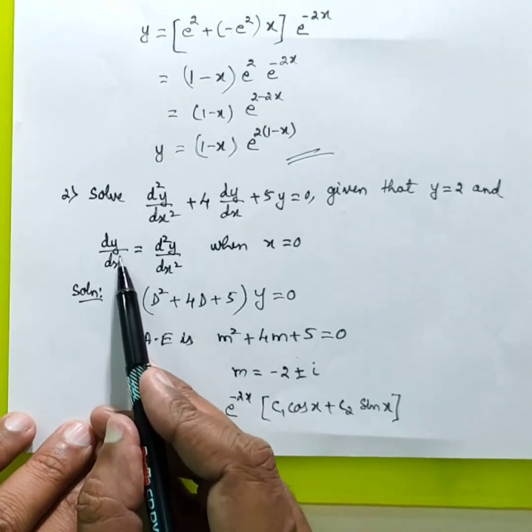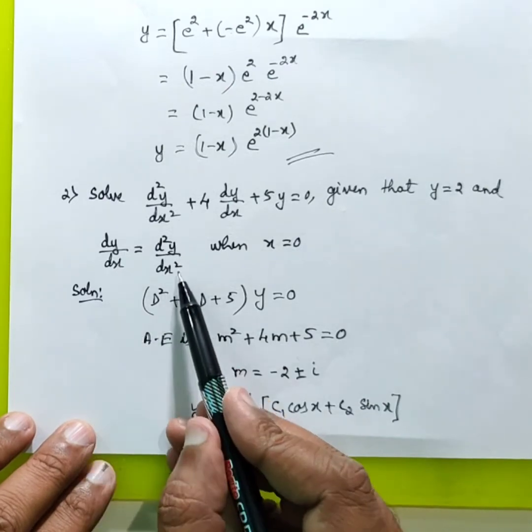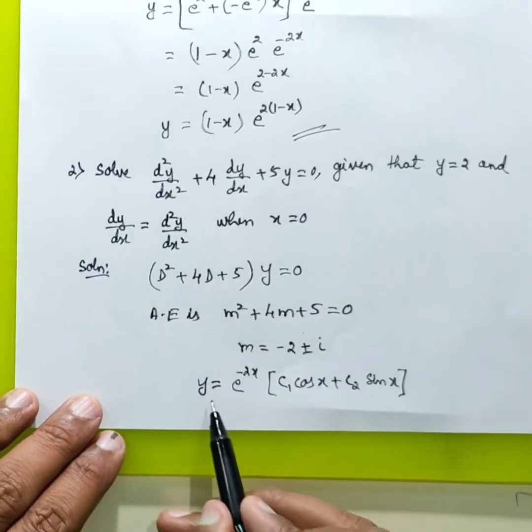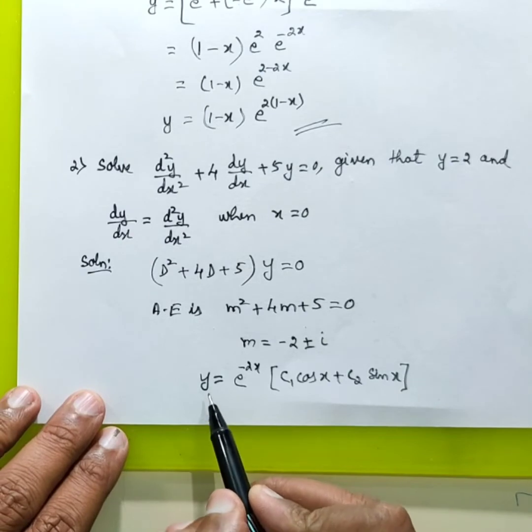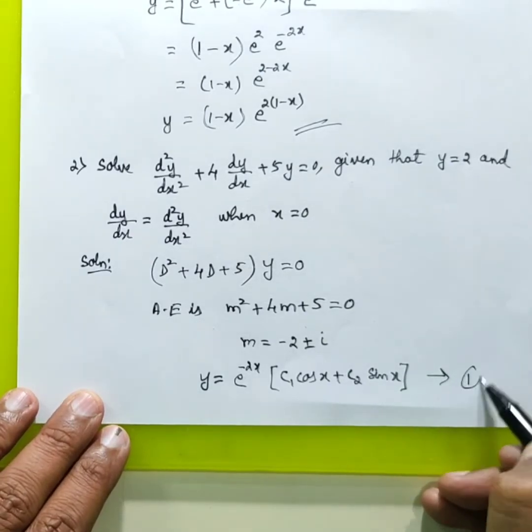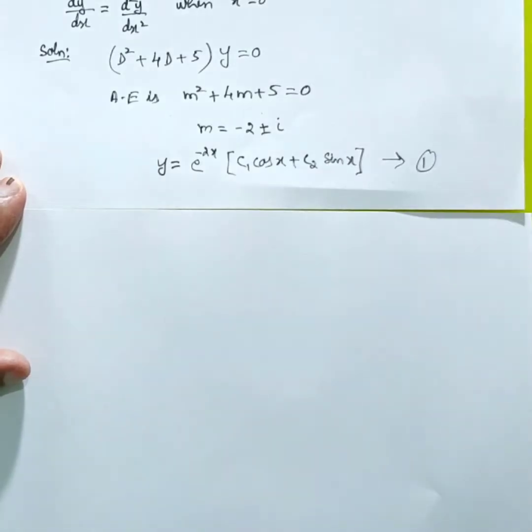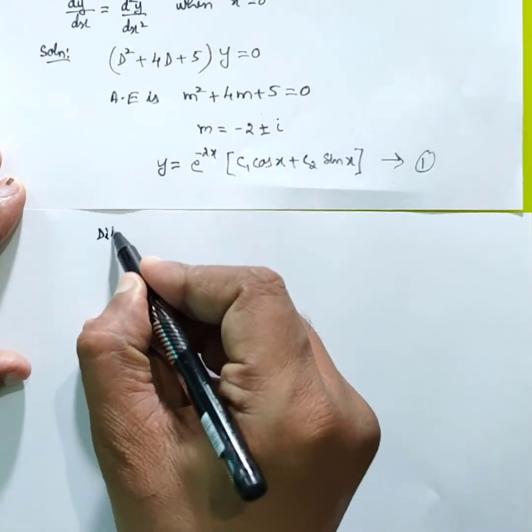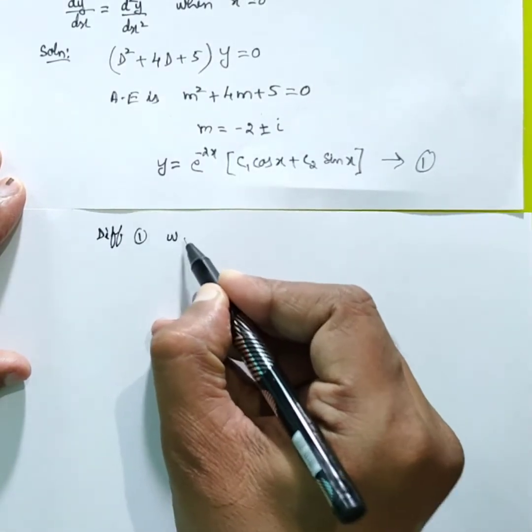Now I need to get this dy by dx value and d square y by dx square value, which means I have to differentiate this y twice. Let us take this as equation number 1. So differentiate equation number 1, differentiate 1 with respect to x.